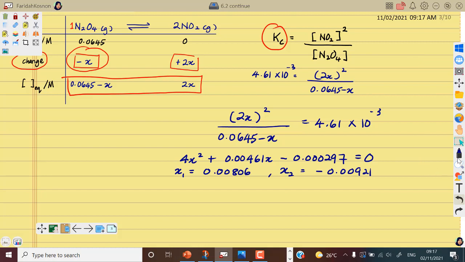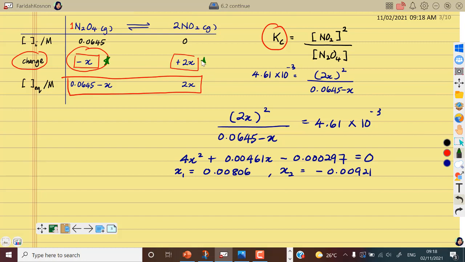Right, we have two values of x. Jadi sebenarnya kalau kita lihat di sini, x ini mewakili apa dekat table ni? X ini actually, okay, saya guna warna hijau. X ini mewakili concentration, perubahan concentration dekat sini. Okay, jadi kalau you tengok, kita nak pilih yang mana nilai x. Kalau you gantikan nilai x ni ke dalam table ini, dia menunjukkan concentration lah.